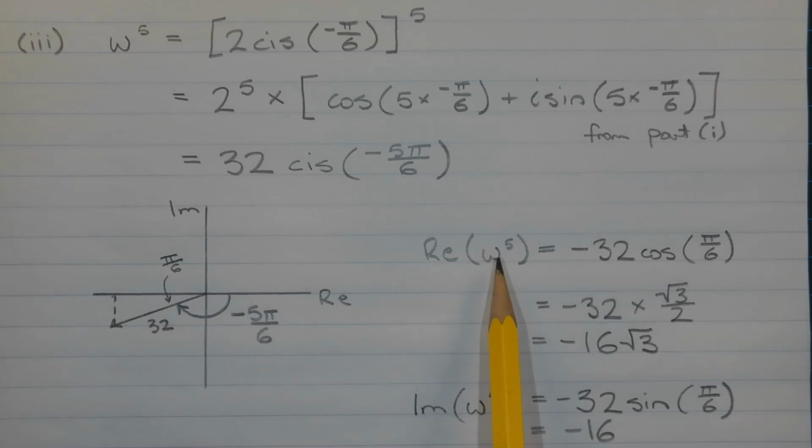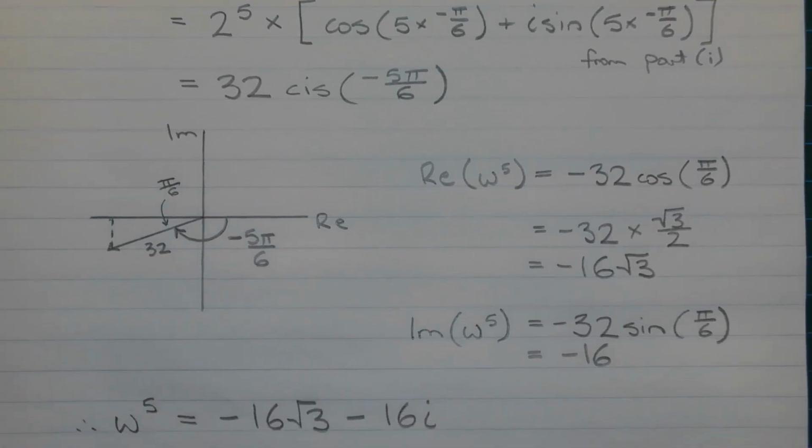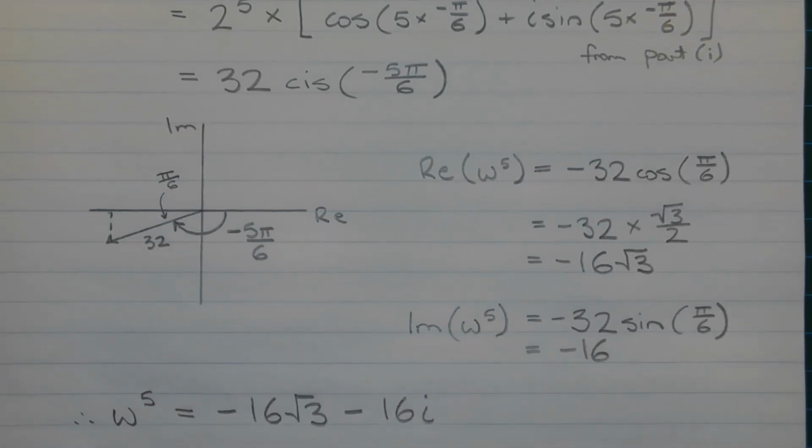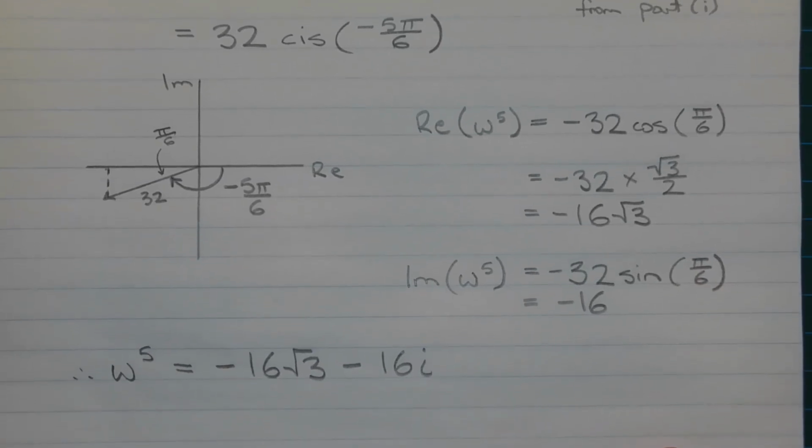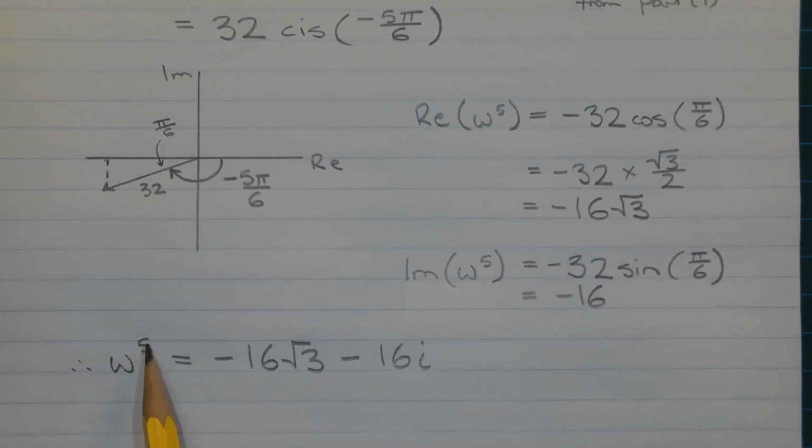So the real part of w to the power of 5 is equal to negative 32 cos(π/6). And that equals negative 32 times root 3 over 2, which equals negative 16 root 3. And the imaginary component of w to the power of 5 is equal to negative 32 sin(π/6), which equals negative 16. So w to the power of 5 in Cartesian form, or x plus iy form, is equal to negative 16 root 3 minus 16i.